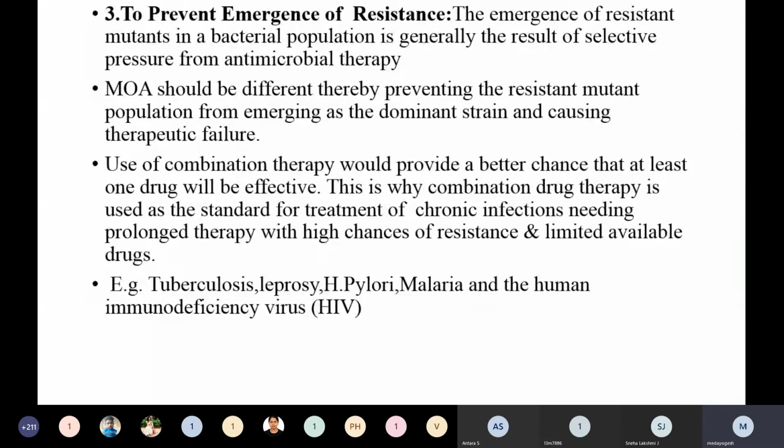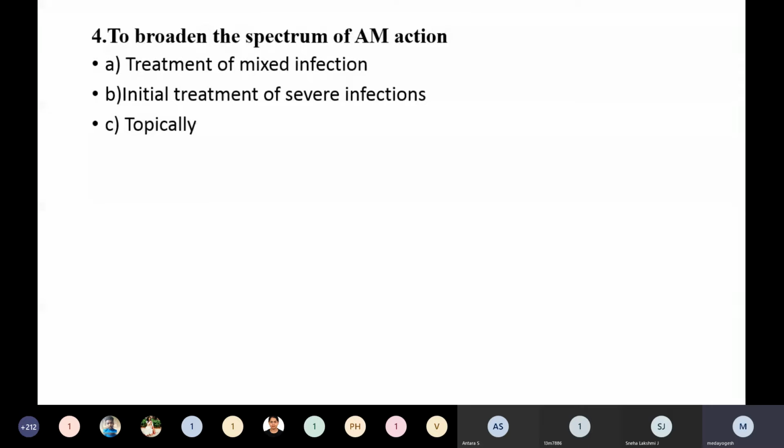As all of you know, tuberculosis, leprosy, H. pylori infection, malaria and HIV, we always go for 2 or 3 or sometimes 4 drug combination. So this helps in reducing the dose of individual drug, and also in prevention of resistance. And then the other objective is you broaden the spectrum of action of antimicrobial agent.